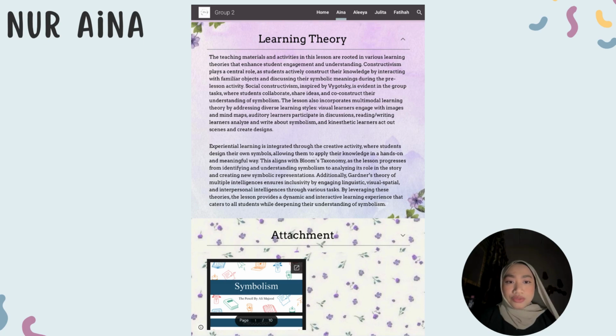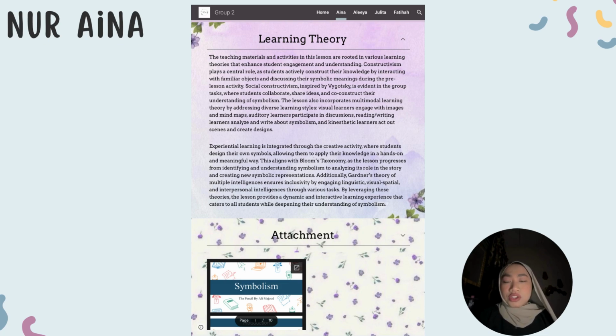So next part, we have the learning theory, where the teaching material and activities in this lesson are rooted in various learning theories that enhance student engagement and understanding. The first one we have is constructivism. It plays a central role as students actively construct their knowledge by interacting with familiar objects and discussing their symbolic meaning during the pre-lesson activity.